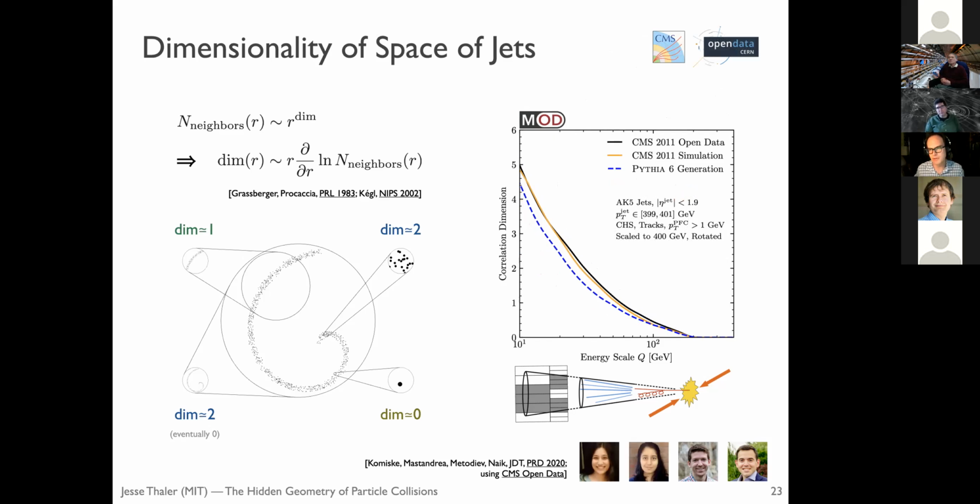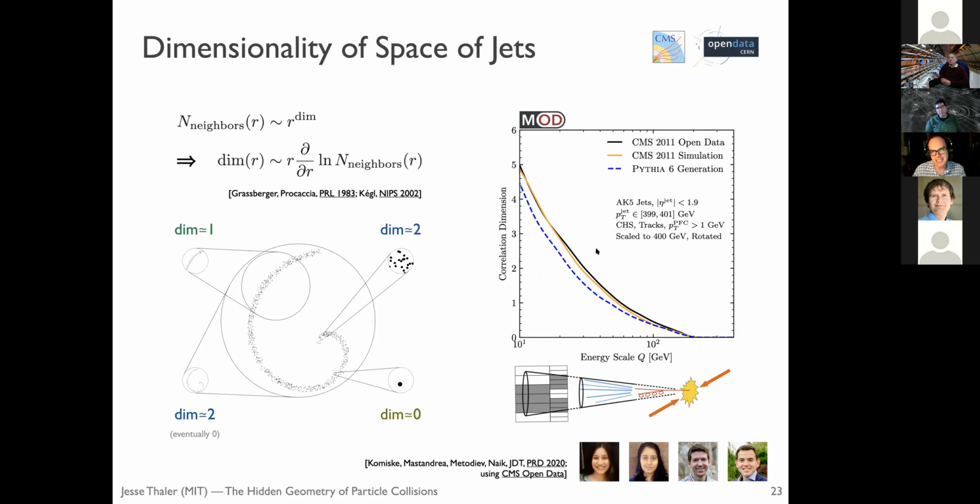And so I'm wearing another hat. I've been an advocate for public data access in collider physics. What you see here is a mixture of quark and gluon jets. The black is public data from the CMS experiment. The orange is a simulation based on Pythia 6. And you see that these things line up really nicely.